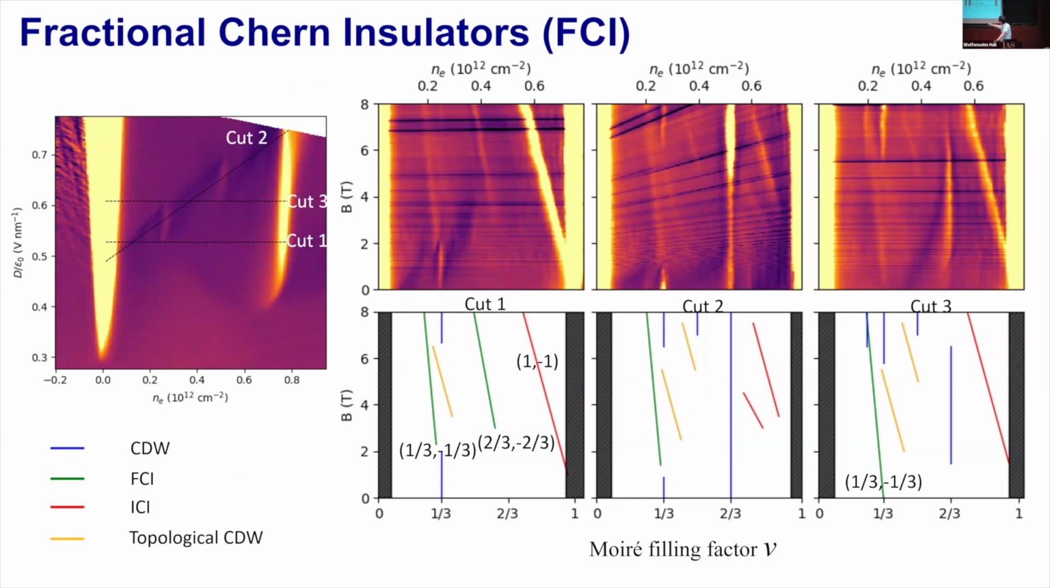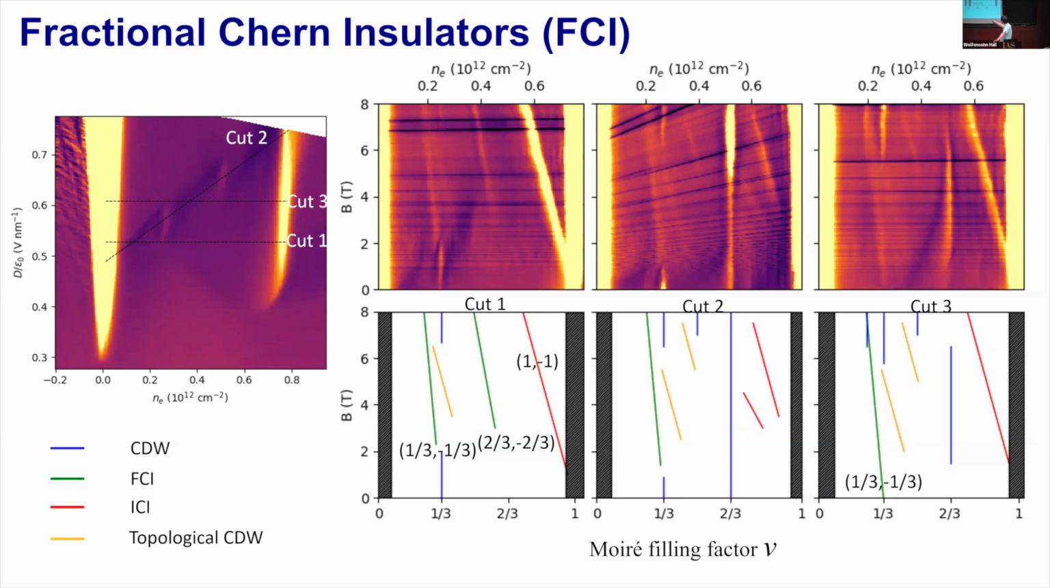The first cut here cuts through the bottom of this 1/3 CDW state. Okay, as a function of magnetic field, as you can see, this is the 1/3 CDW state. Okay, and it persists to something like 2 Tesla, and then in a vertical way, which means it's topologically trivial, and then it picks up a slope like this, and that is the FCI tracing to filling factor 1/3, and it has a slope of -1/3. That's the green line here.